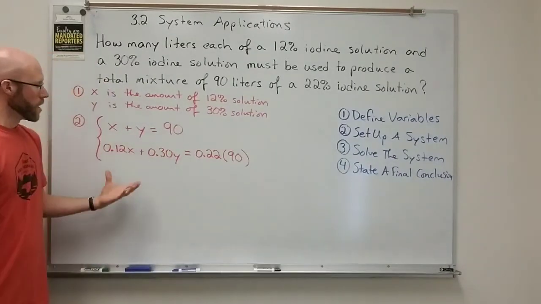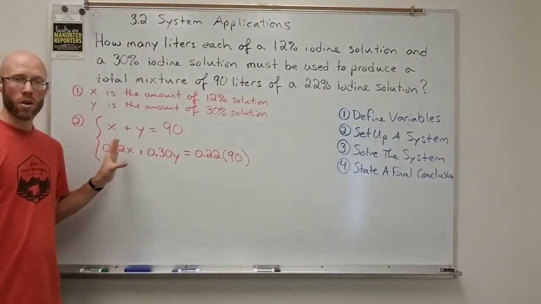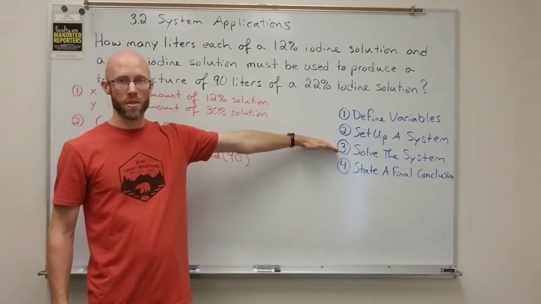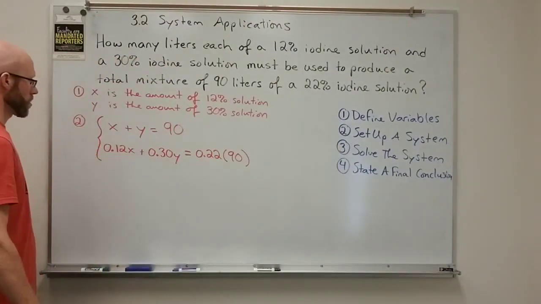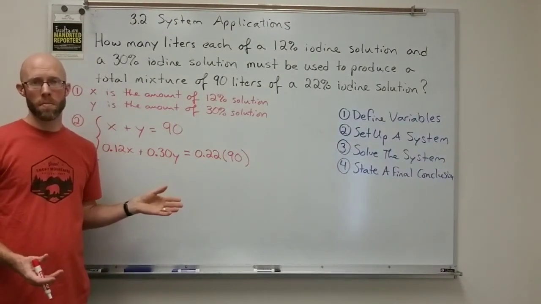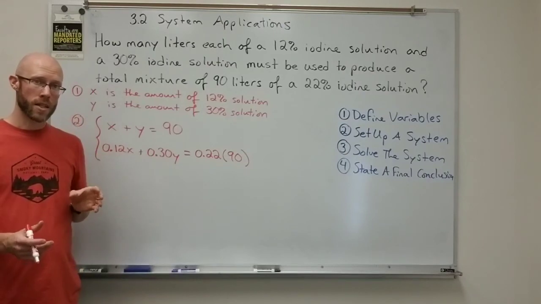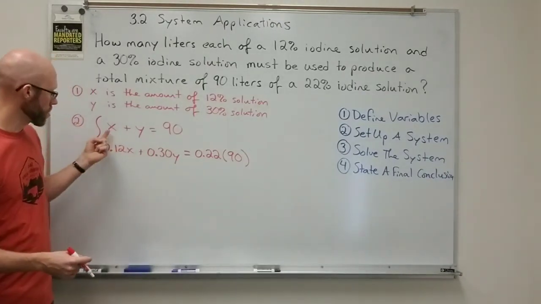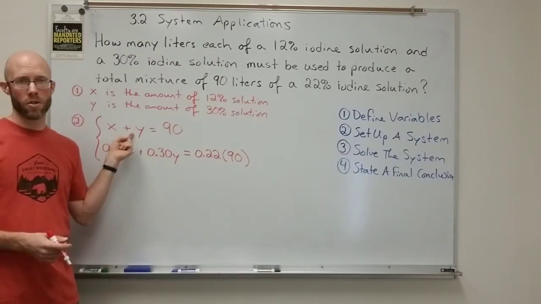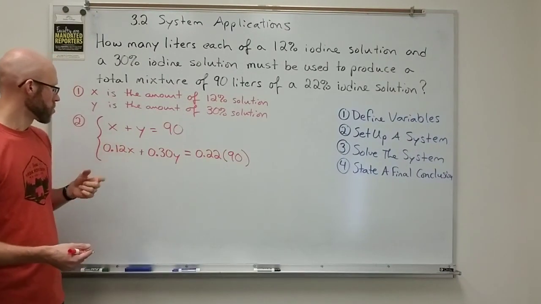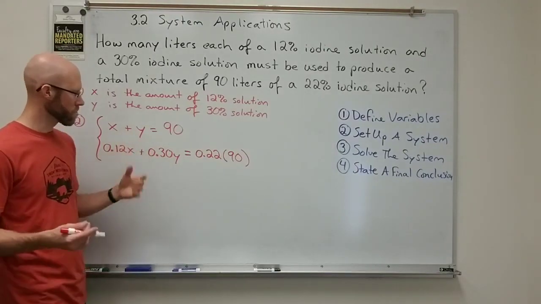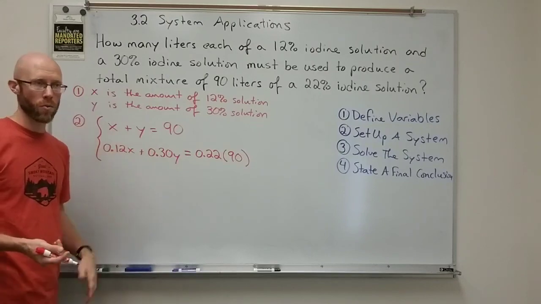Okay. So these two equations are now the system. We've got our system set up. Now we must solve the system. Solving the system, again, I like to use the substitution method with these rather than the addition, because I'm almost always going to have a variable that has a coefficient of 1, which is easy to solve for. So I'm going to solve for the y. I'll just choose one of these two, x or y. I'm going to go with the y.